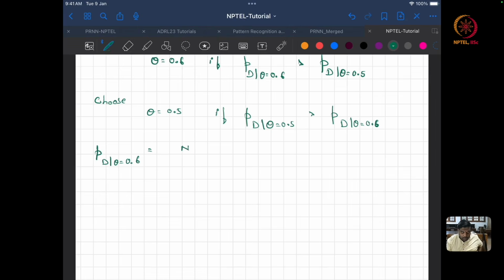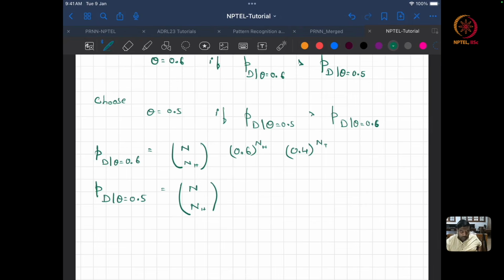Now what is this? n choose NH, 0.6 to the power of NH, 0.4 to the power of NT. Now similarly, P of D given theta equals 0.5 is n choose NH, 0.5 to the power of NH, 0.5 to the power of NT. Both have the same base, so you can add the exponents. Now NH plus NT is n. So therefore it is like that.